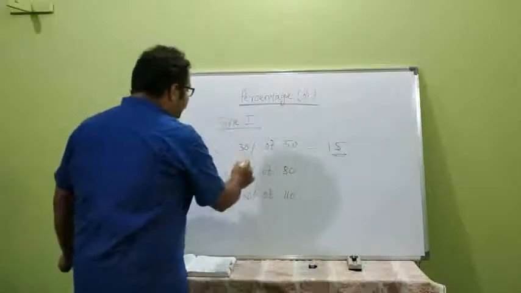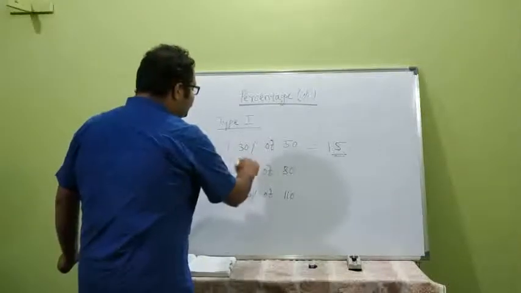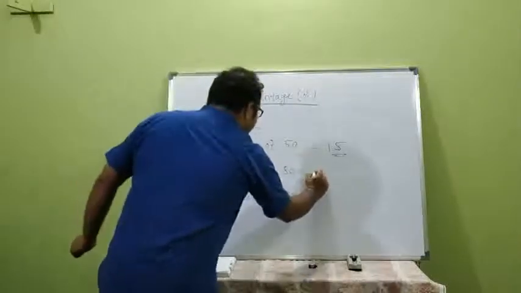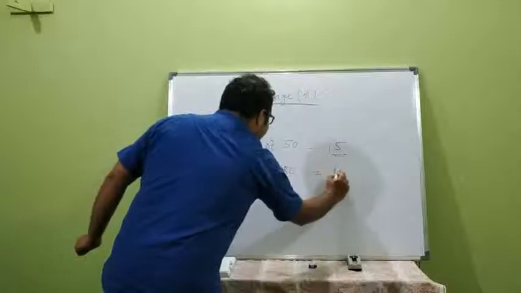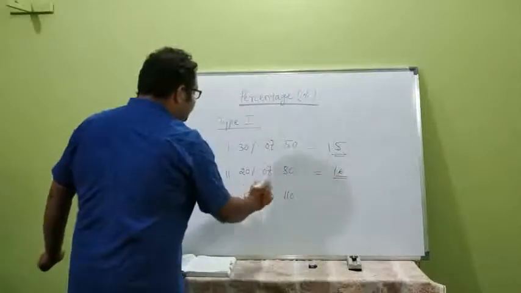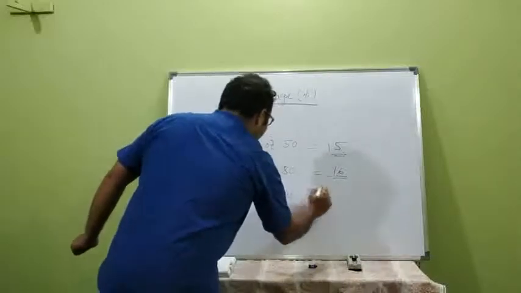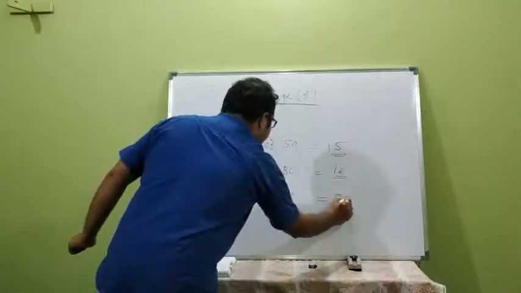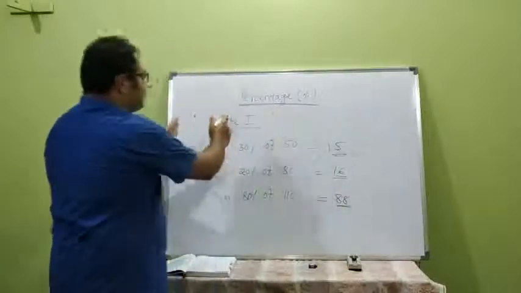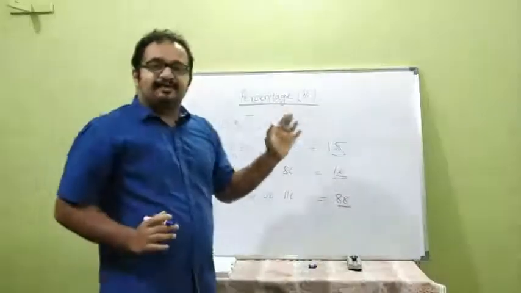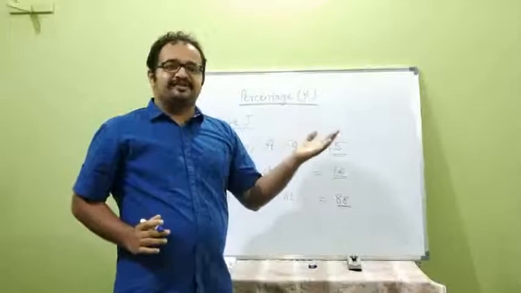In the same way, 20% of 80. Just cancelling two zeros, 2 8s are 16. Like that, 80% of 110. Cancelling two zeros, 11 8s are 88. So this is the first type of problem. Very easy, we can solve it within a few seconds.